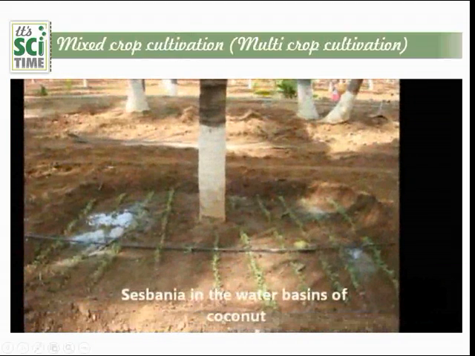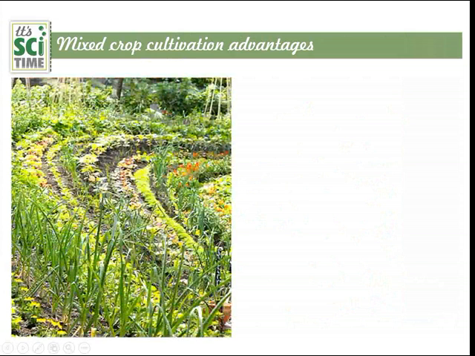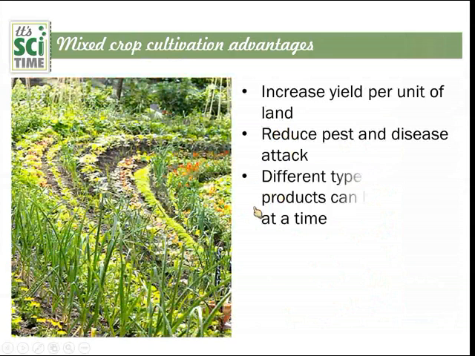Now let's move on to the advantages here. See the advantages. Mixed cropping advantages: increase the yield per unit of land, because now multiple plants are grown in one land. Reduce the pest and disease attack, because with several plants grown, the smell of some plants will be harmful to the pests of the other plants, and different types of products can be produced at a time. That is the other advantage.